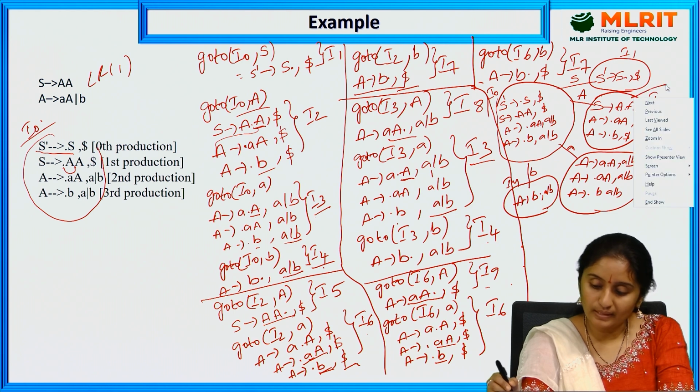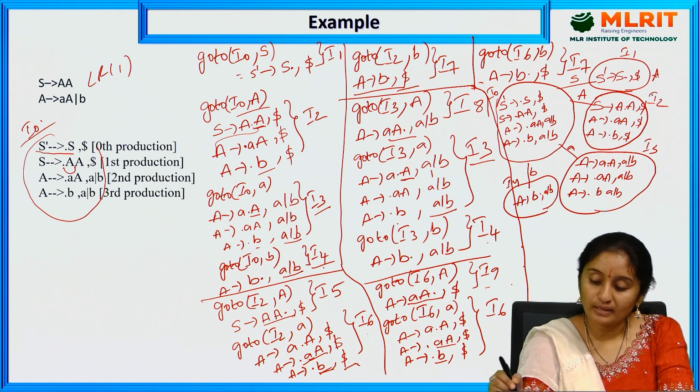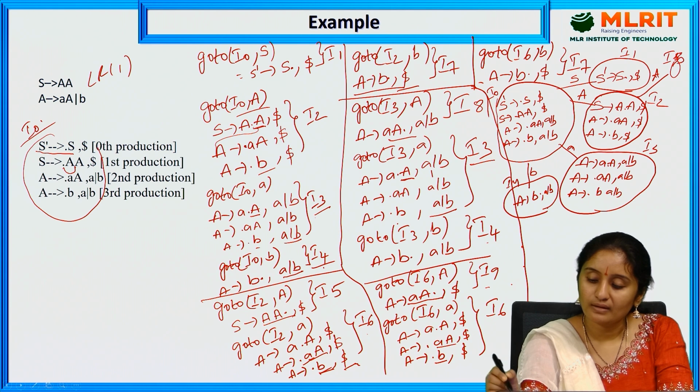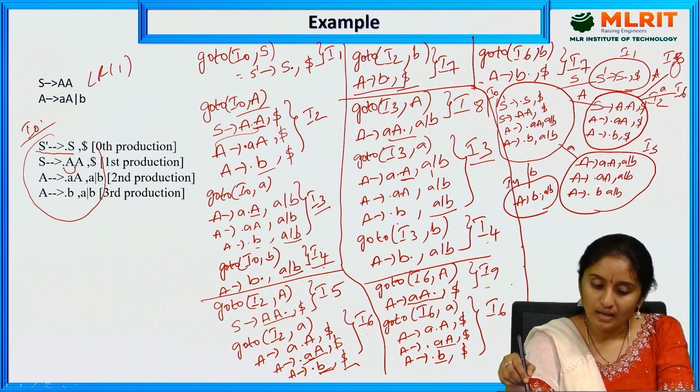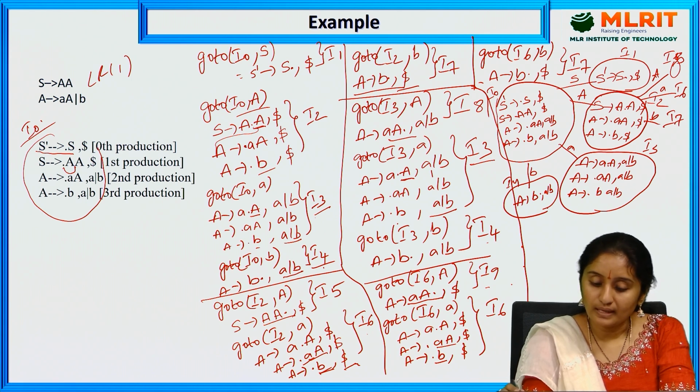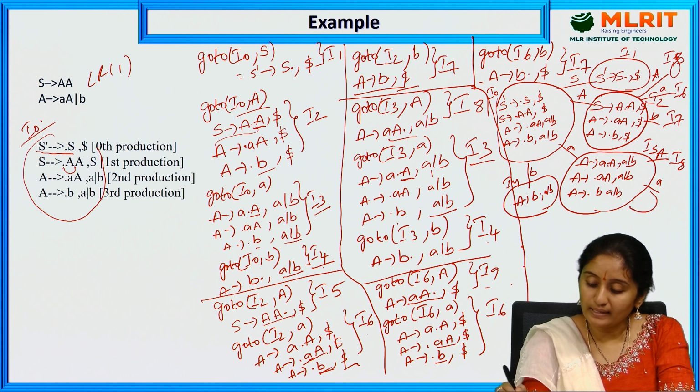I5, I2 on capital A, it is moving to I6 state. So, nothing but we are going to write the same production, I5 state. I2 on small a, it is moving to I6 state. I2 on small b, it is moving to I7 state. I3 on capital A, it is moving to I8. I3 on small a, it is moving to self loop, I3 only. I3 on small b, it is moving to I4.